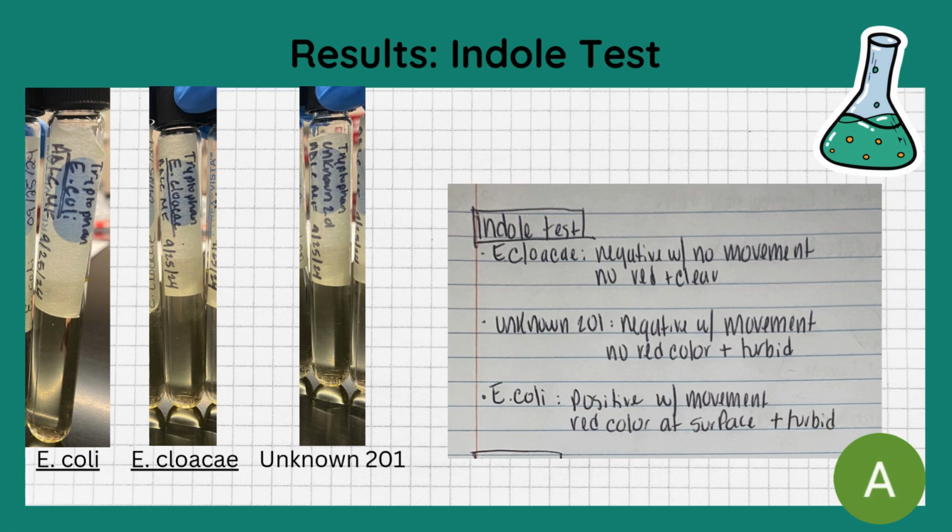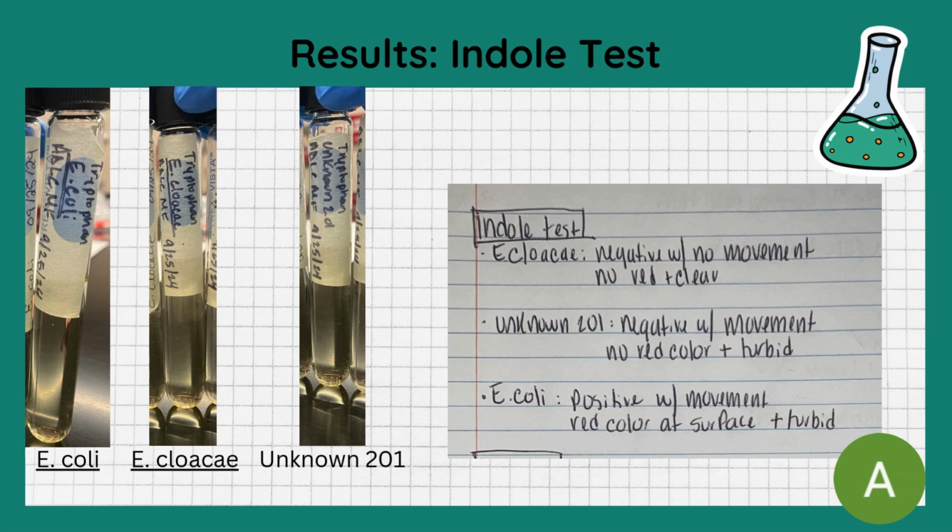The indole test for E. cloacae displayed no color change or movement in addition to a clear broth. The same results were witnessed with unknown sample 201 except with the presence of some turbidity. Ultimately, E. cloacae and the unknown sample 201 were interpreted to be negative results.